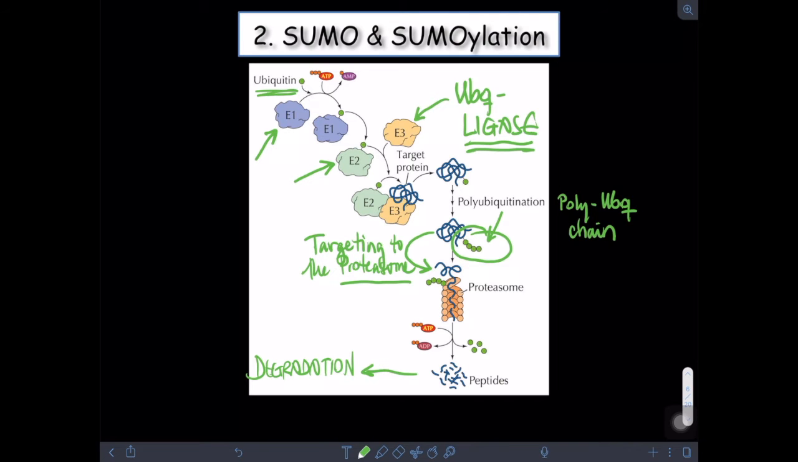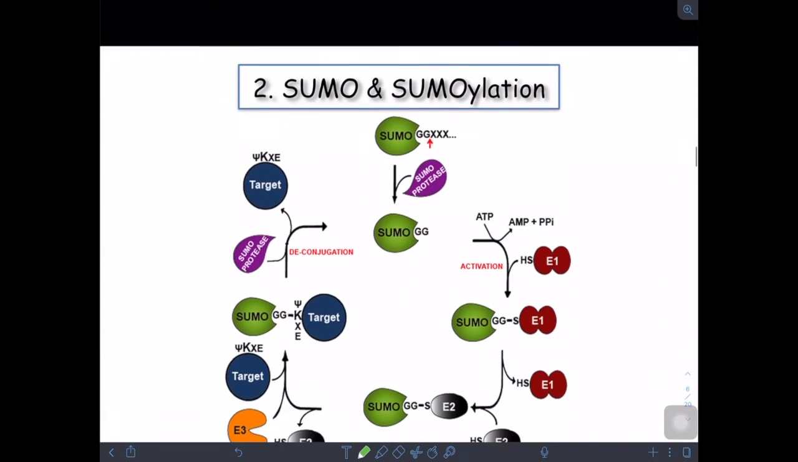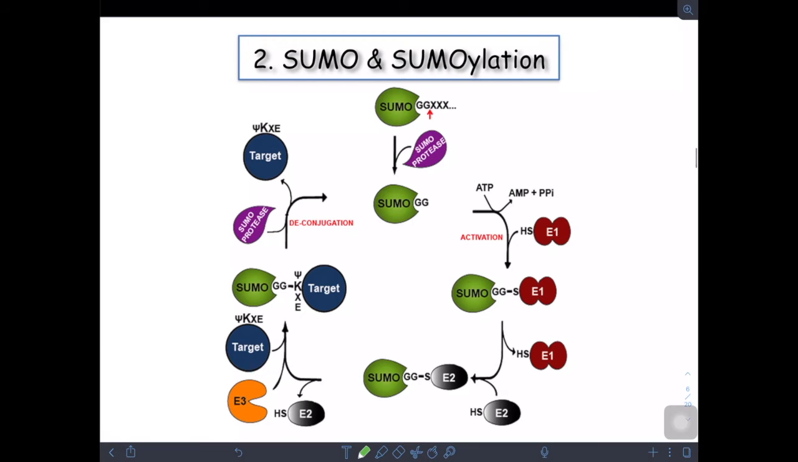SUMOylation involves the attachment of SUMO to a target protein, and similarly to ubiquitination, it also requires 3 different enzymatic steps: the E1 or activating enzyme, which is a heterodimer formed by the SAE1 and SAE2 proteins. The second enzymatic step is the conjugation step, which is mediated by UBC9, which is the only enzyme capable of conjugating SUMO to target proteins in the cell.